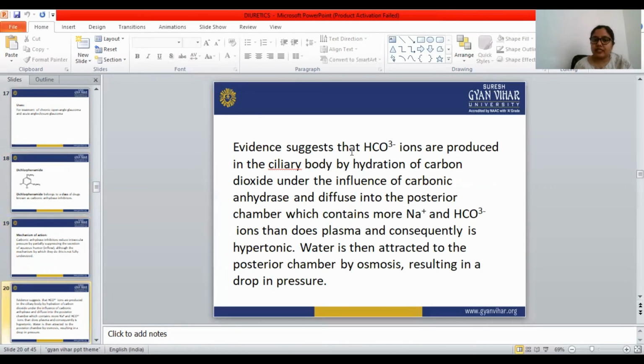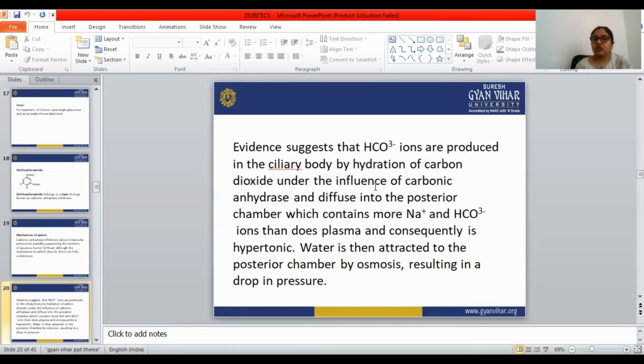Evidence suggests that the HCO3 ions are produced in the ciliary body by hydration of carbon dioxide under the influence of carbonic anhydrase, and diffuse into the posterior chamber, which contains more Na+ and HCO3 ions than plasma and consequently is hypertonic. Water is then attracted to the posterior chamber by osmosis, resulting in a drop in pressure.